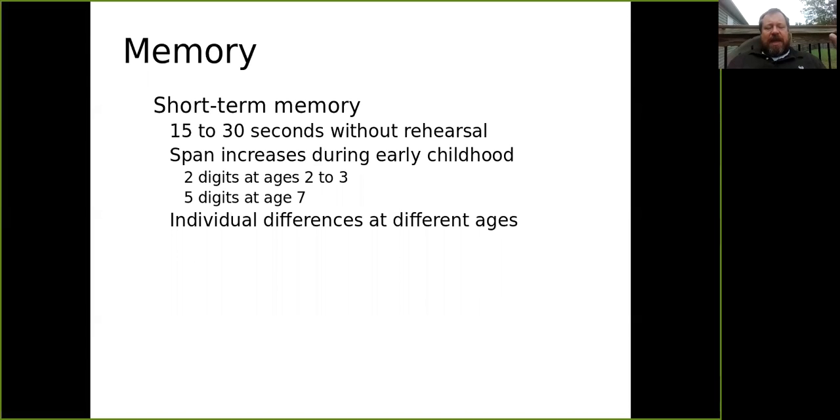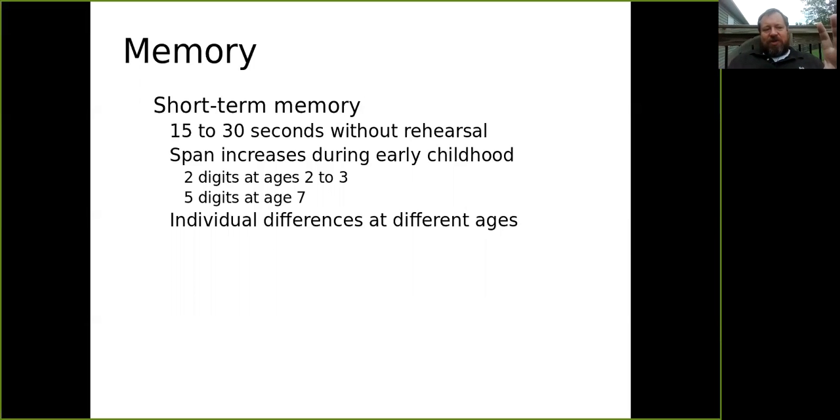That span, the number of digits we have there, increases as we grow older. Children who are 2 or 3, toddlers, they have about 2 chunks worth of information that they can keep in their short-term memory. By age 7, it's about 5 chunks. Most adults have anywhere from 7 to 9 chunks, which makes it kind of good for remembering phone numbers, right? We can keep that length of numbers in our short-term memory.